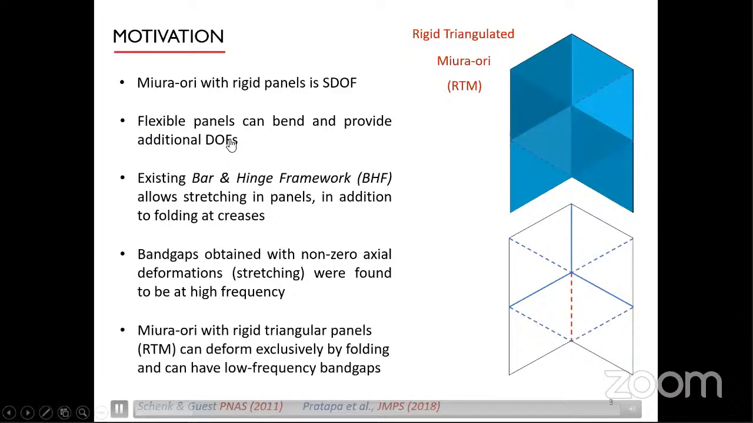To overcome this issue, we choose to split parallelogram panels diagonally into two rigid triangular panels, and thus obtained multi-degree of freedom origami lattices with purely folding-based deformations without any stretching. We term this rigid triangulated Miura-ori, or RTM.